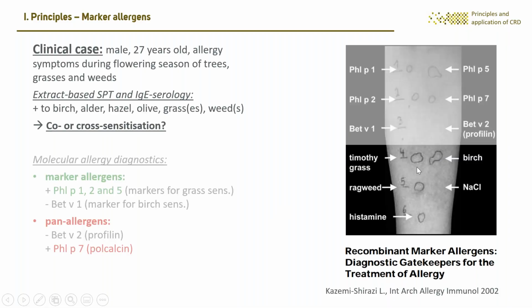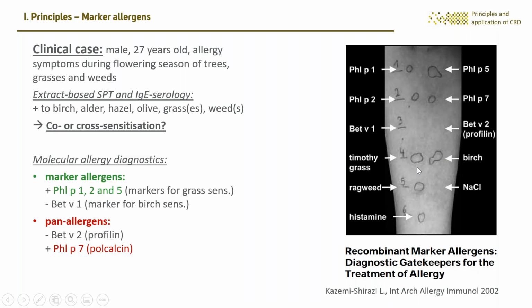This case was solved by using allergen molecules for skin prick testing. And the results you see here on top. This patient was positive to all three marker allergens from timothy grass, which are Phl p 1, Phl p 2, and Phl p 5. So this indicates that this patient is truly sensitized to grass pollen.